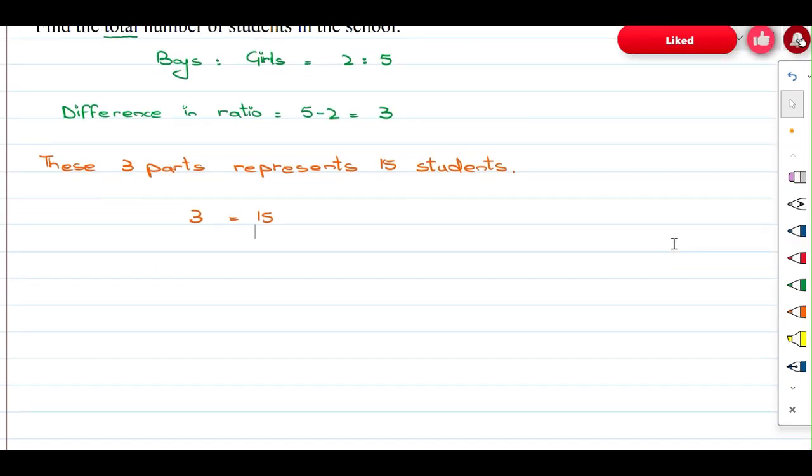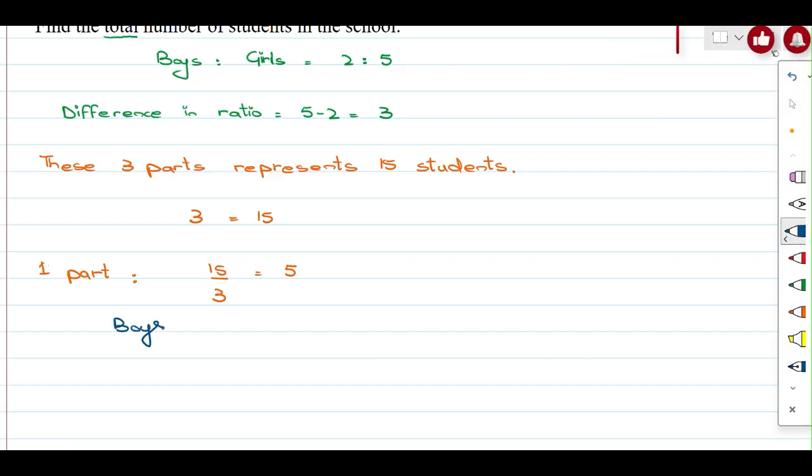Now if 3 parts represent 15 students, what does one part represent? One part is 15 divided by 3, and 3 times 5 is 15. So one part represents 5. Now we can easily figure out: boys are in the ratio of 2, we have to multiply by this one part. The girls are in the ratio of 5, we multiply by that one part. 2 times 5 is 10, 5 times 5 is 25.